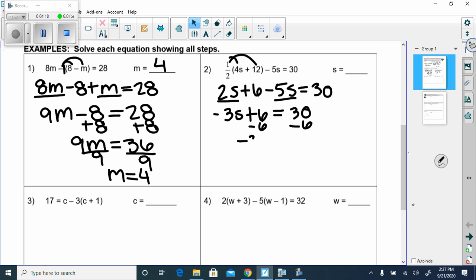Subtract 6, which gives 24, and you divide by -3, which is -8. Good. So when we subtract, we got that 24, and when we divide by -3, we got -8. Positive divided by negative gives us that negative. Good. Okay.